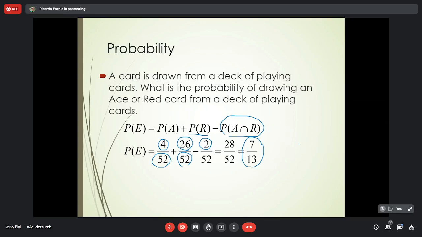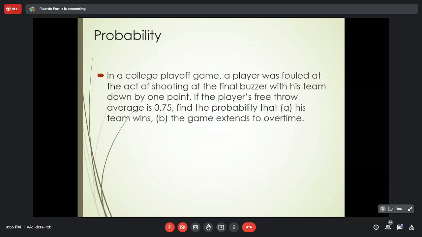Okay, so the answer of Angelis is okay. The answer of Margaret is also okay, but it should be simplified. Clark Kent is also okay, 7 over 13. Thank you so much for the participation.